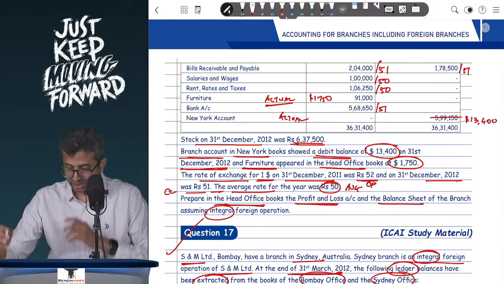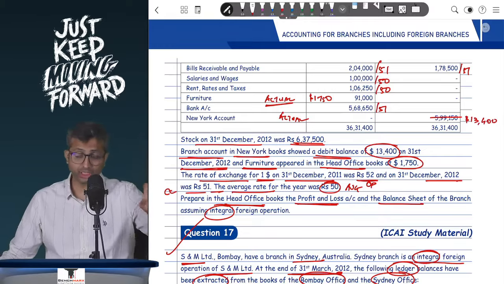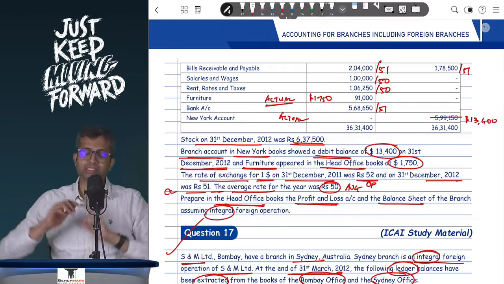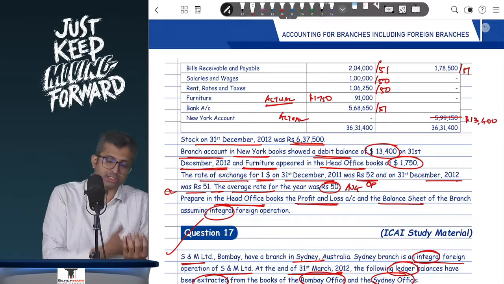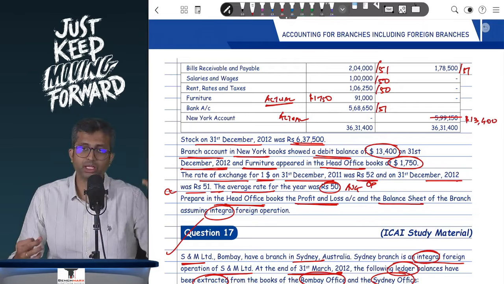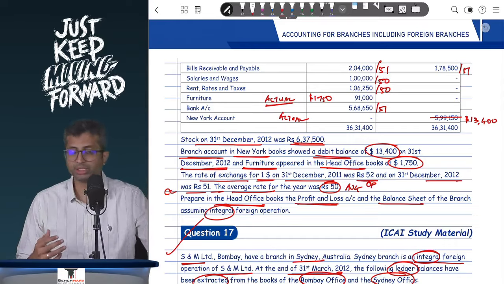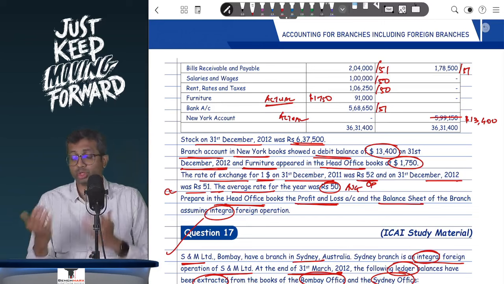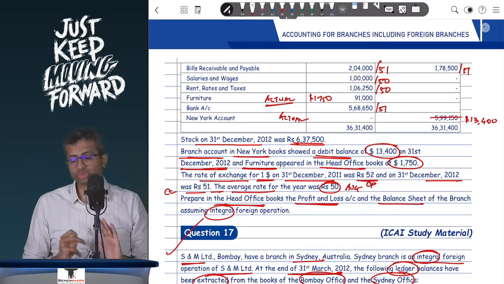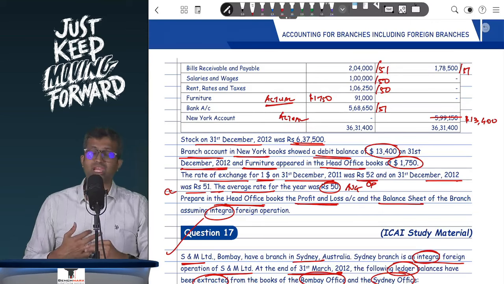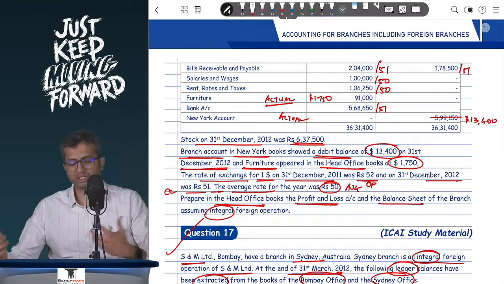Now once you do that, you will take everything in dollars and the balancing figure will appear. This will be a foreign exchange gain or loss. If it appears on the debit side, it is a loss. On the credit side, it is a gain. But again, this will be in the P&L, not in FCTR, because this is an integral branch. Now once you convert this into dollars, then you can prepare trading and profit and loss account like you do it in the usual way, like you do in your 11th standard, 12th standard, CA foundation for example.